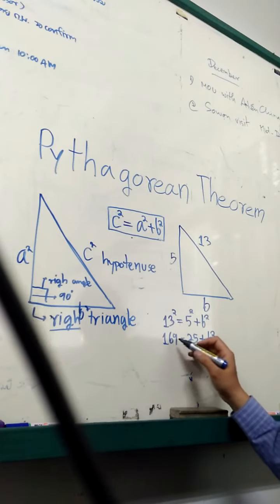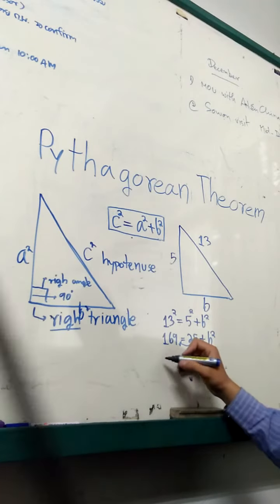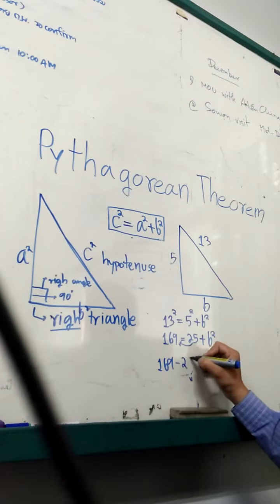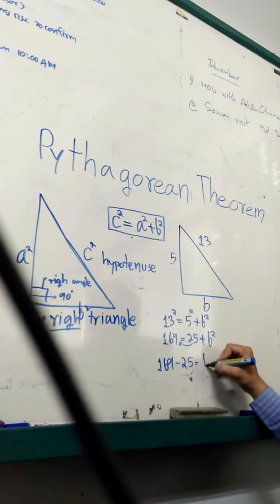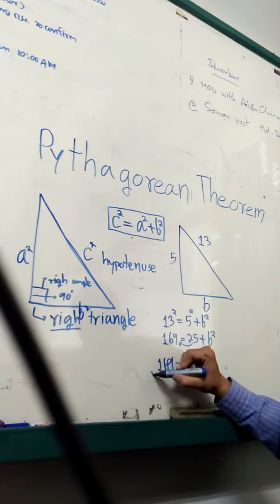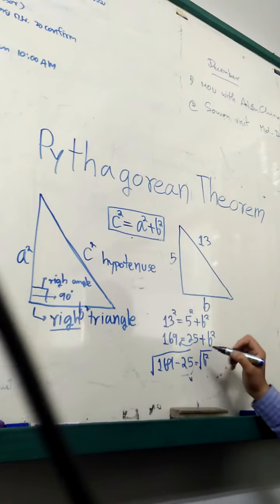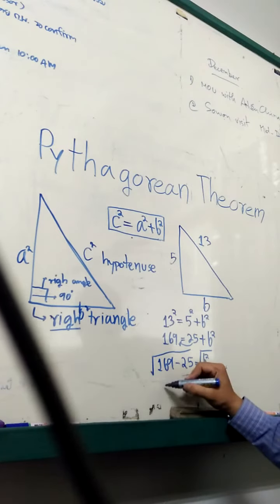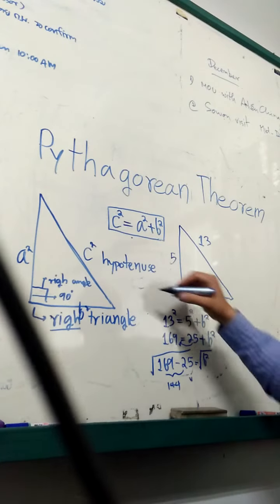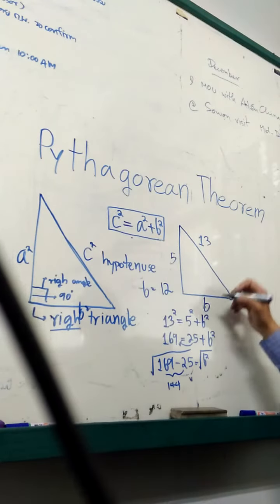So now we move 25. 169 minus 25 equal b square. So we take the square roots to both sides. Oh, okay. This side is equal 144, right? So b equal 12 here.